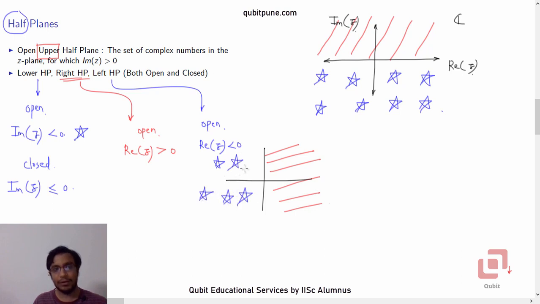So you may now think of quadrants. If it is an open upper half plane, then we need to include the first and the second quadrants. If you are talking about the open lower half plane, then third and fourth. If we are talking about the open right half plane, then first and fourth. And if we are talking about an open left half plane, you have to include the second and the third quadrants. So these are the half planes.